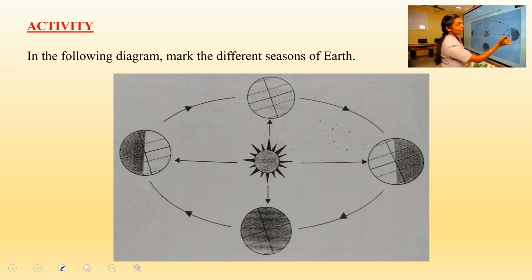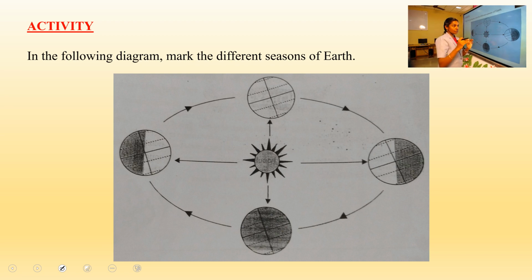See, here it is the northern hemisphere which is facing the sun. Okay, so what will you write here? It is summer. The northern hemisphere is facing the sun, so it will be summer here. Then here it is autumn. Okay, then at this position, see, it is the southern hemisphere which is facing the sun, so you can write here winter. So southern hemisphere faces the sun, the northern hemisphere is turned away from the sun.